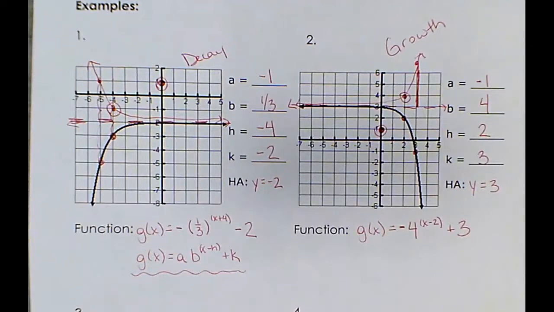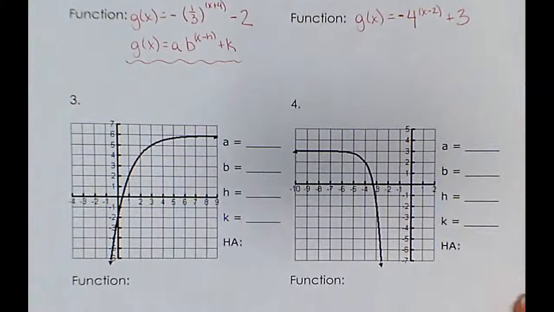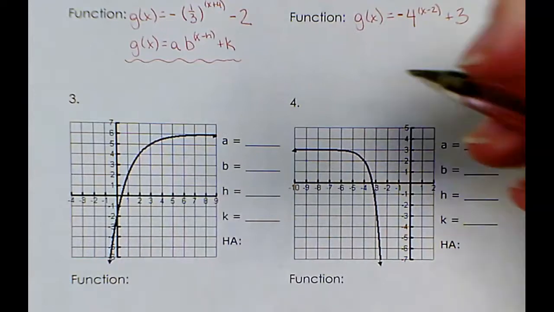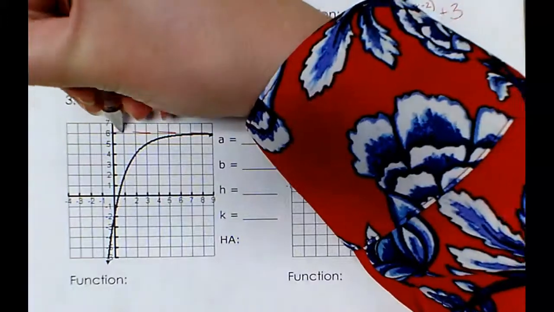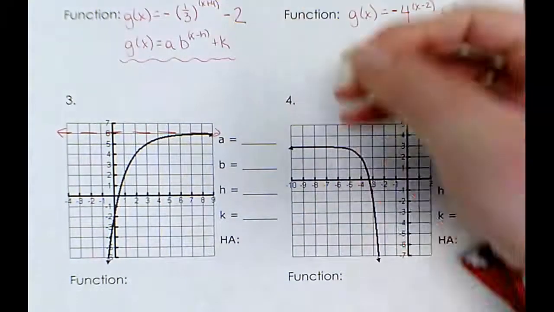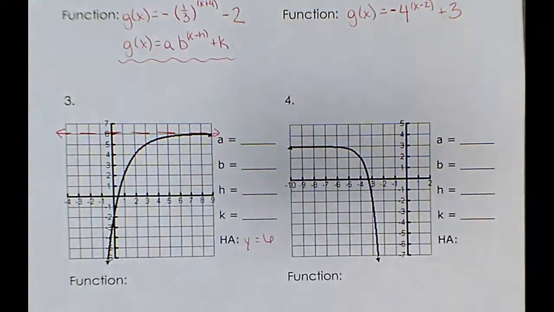Okay. Let's go down to the last 2 functions. What I'd like for you to do is pause your video and try to do number 3 on your own. I'll give you the horizontal asymptote where this starts to flatten out is going through y equals 6. You need to decide if there's some kind of reflection that's happening and then how to proceed from there. So pause your video and try to fill out all the pieces of number 3. Check back for the answer.